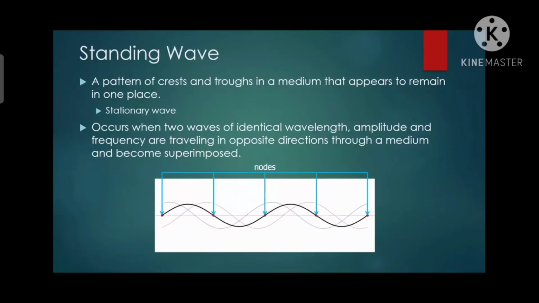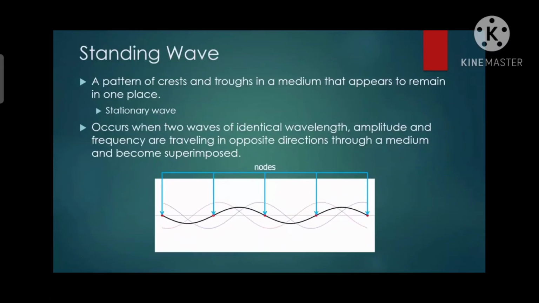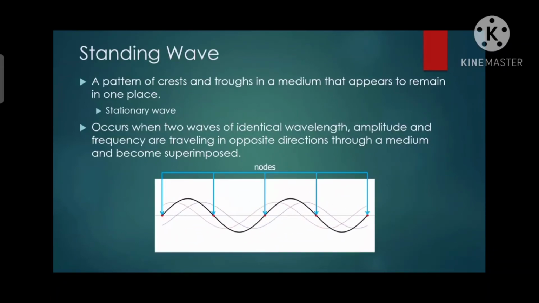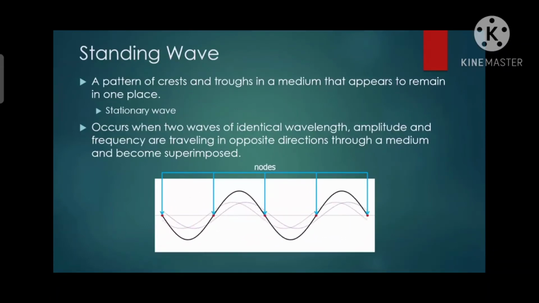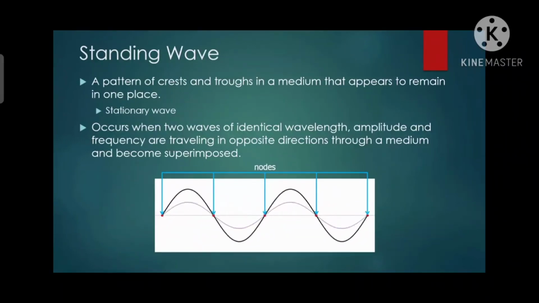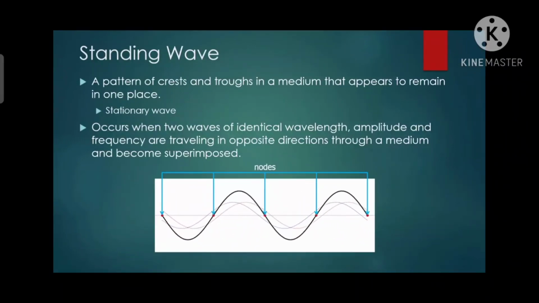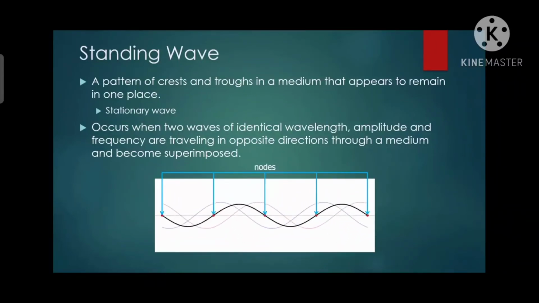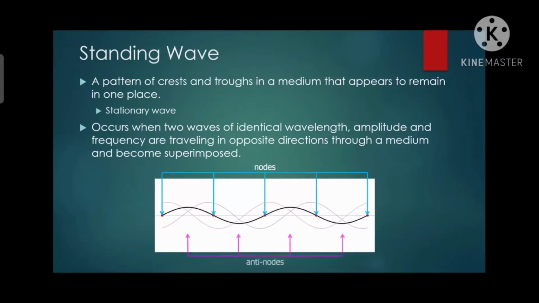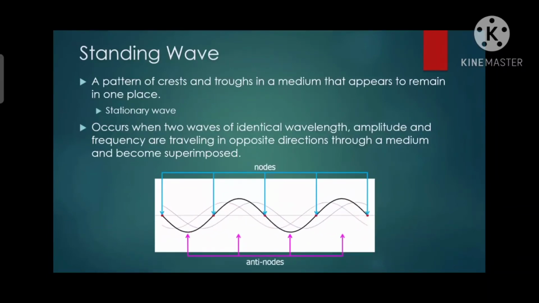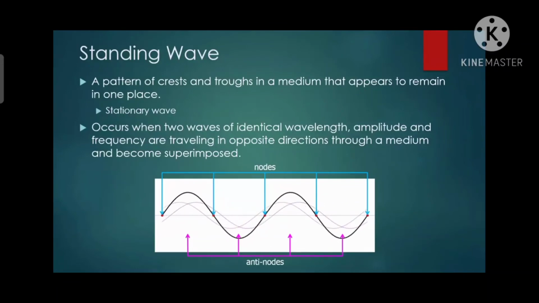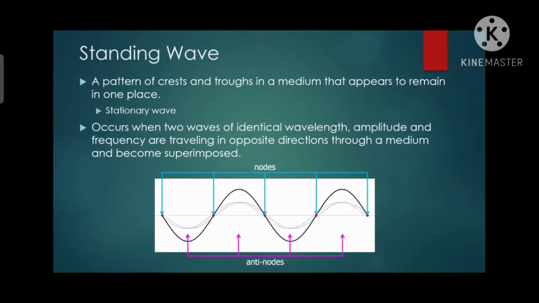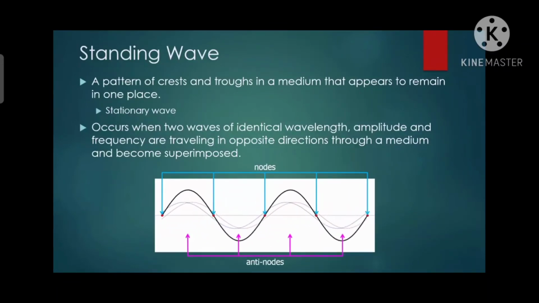In between the nodes, the waves are experiencing varying degrees of constructive interference. Unlike the nodes, which are always maximum destructive interference, you can see that the red and blue waves fluctuate from maximum positive constructive interference to maximum negative constructive interference. This is what causes the pattern of crests and troughs. So when the red and blue waves are crests, you get a crest, and when they are troughs, you get a trough. These areas in between the nodes are called antinodes.